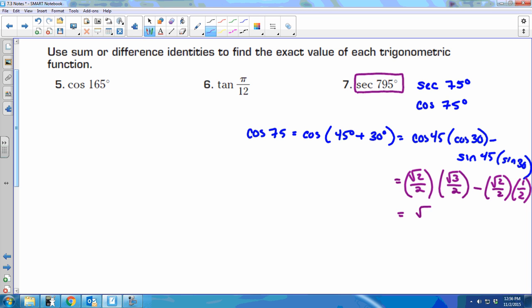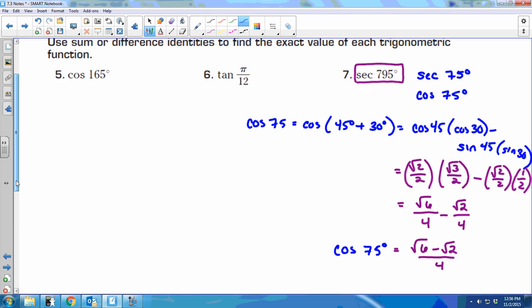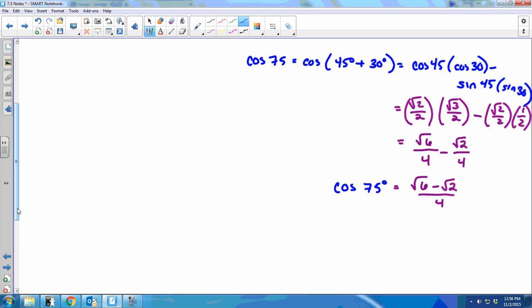So when we multiply, we get the square root of 6 over 4 minus the square root of 2 over 4. Now, this again is cosine of 75. It's not even that hard. This one takes a lot less work than the last one did. You're going to flip it over to find secant. You find the reciprocal, because that's what secant is, the reciprocal.